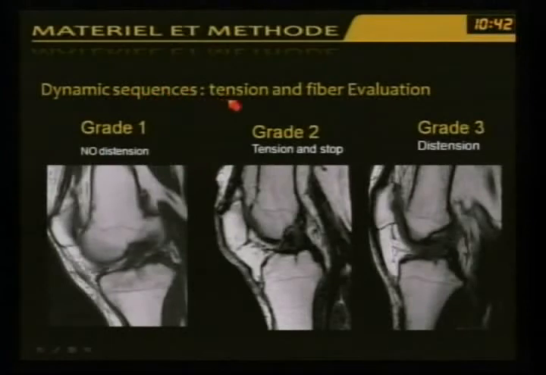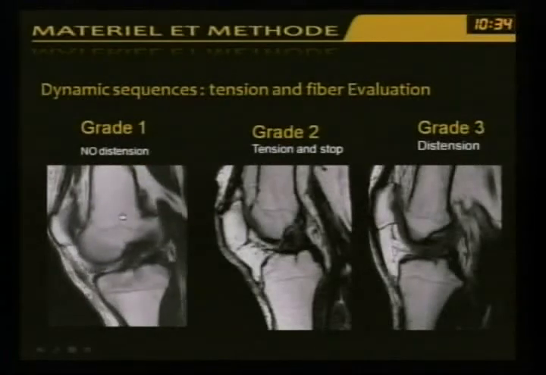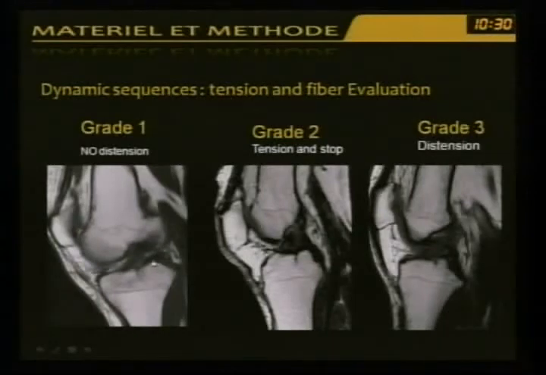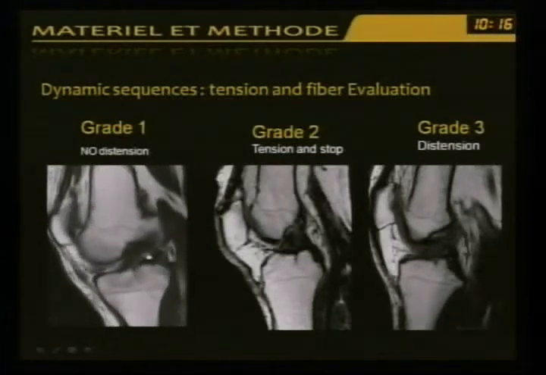So on the dynamic sequences, we will see the tension and the fibers evaluation. And for the red one, for example, you see that there is no distension. So it means that this ACL rupture is nearly not a real rupture, and you still have a bundle really efficient because it doesn't move too much.